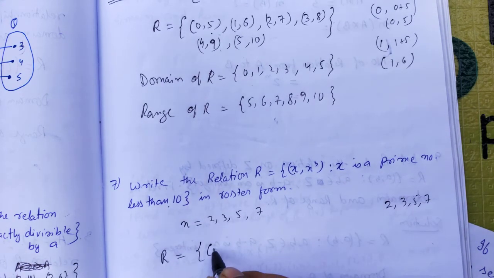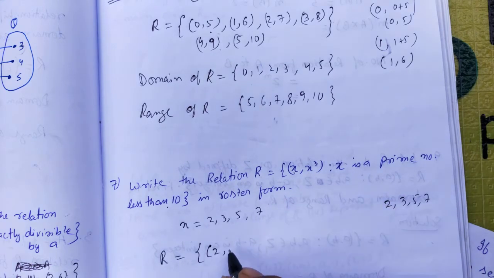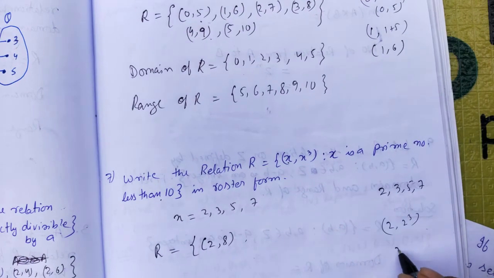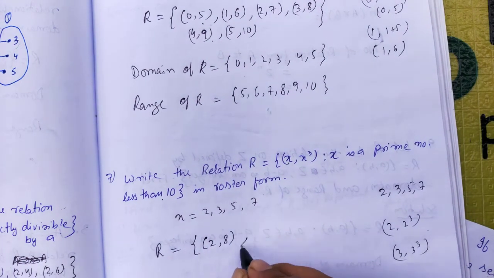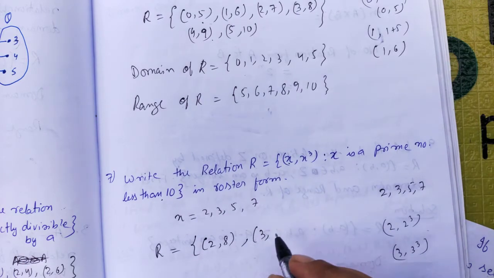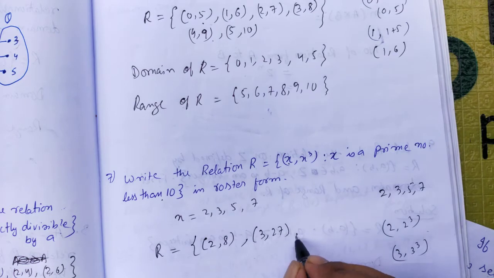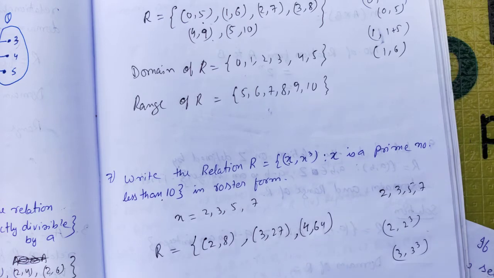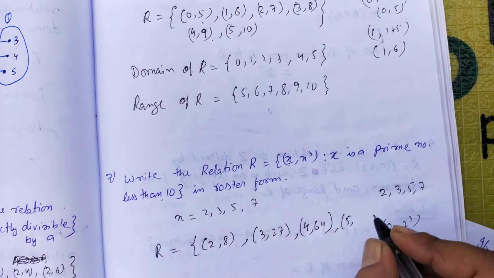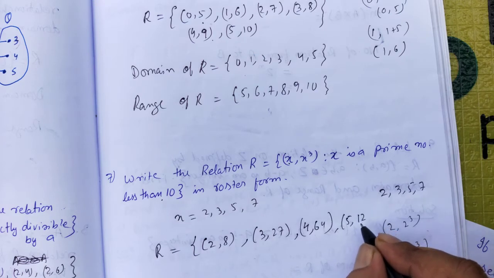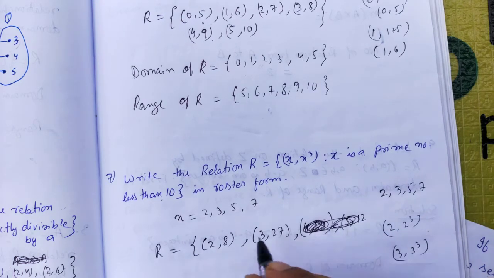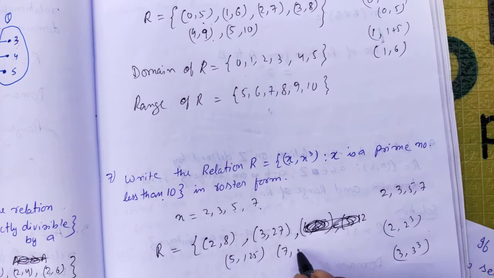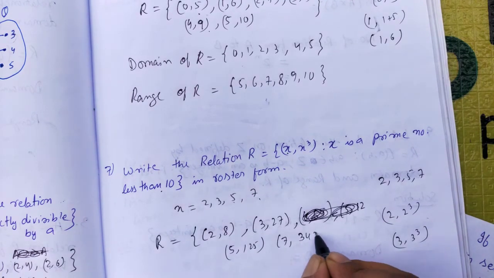If the first element is 2, the second element is cube, 2 cube, that is 8. 3 will be 3 cube. So if the first element is 3, second element will be 3 cube, that is 27. Oh, we don't need 4, okay, we have to use 5. If the first element is 5, second element is 5 cube. And 7 is 7 cube, that is 343.